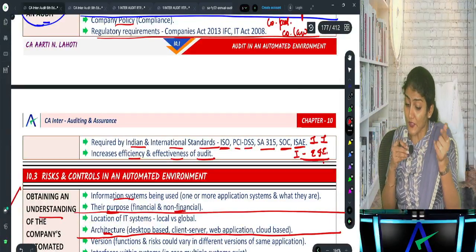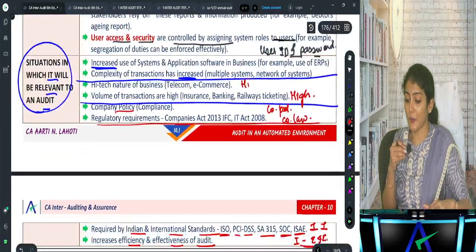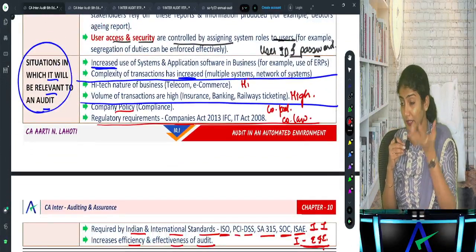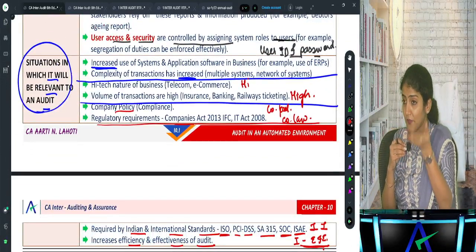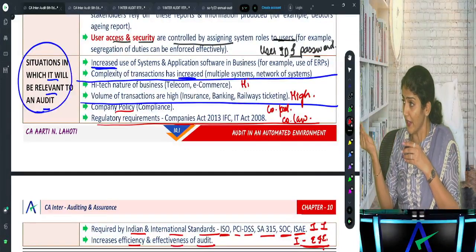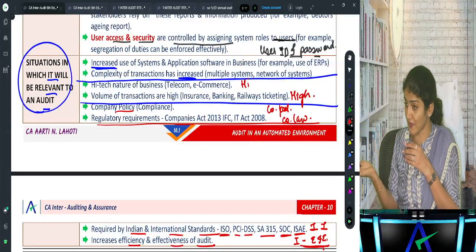What is this? Situations in which IT will be relevant in an audit. When will it be relevant? Increased use of system and application software. Then the complexity of transactions has increased. High-tech nature of the transactions. Volume of transactions is high.